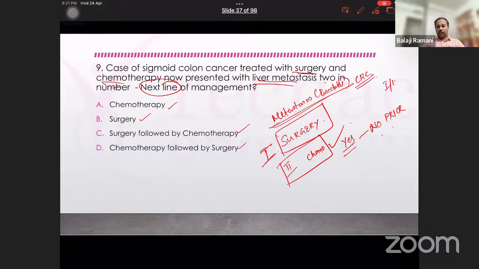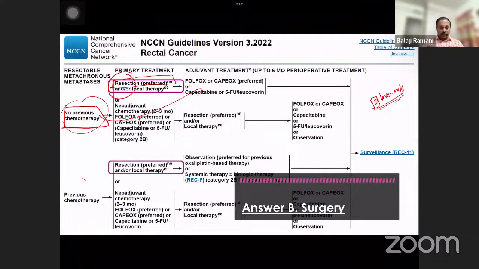Suppose you have had a stage 1 or 2 carcinoma of the colon, which is early stage disease, you may not have given adjuvant chemotherapy. So if there is no prior chemo, then now you plan for chemotherapy. On the other hand, if prior chemotherapy is already given, then the option is only observation. If there is previous chemotherapy, then resection is preferred and then followed by observation. This is the preferred regimen.